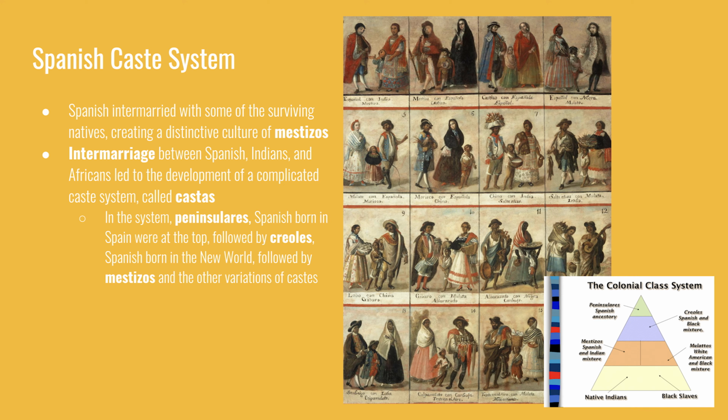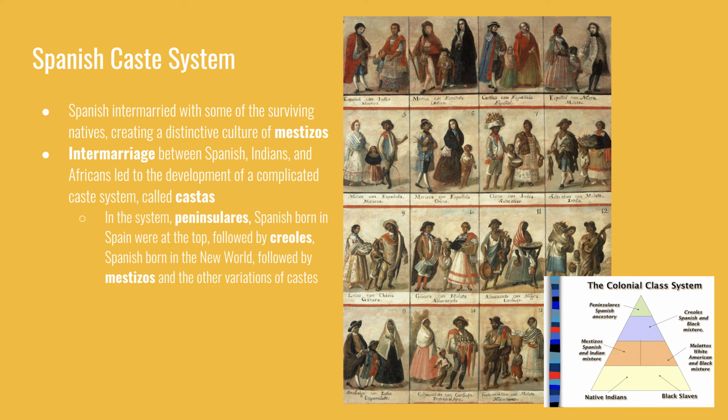Then below them are going to be the Creoles. These are people who have full Spanish ancestry, but they have been born in the New World. Below the Creoles are going to be all the different mixtures of the castas. Now, the generic term for a person who comes from Spanish and American Indian ancestry is a mestizo.